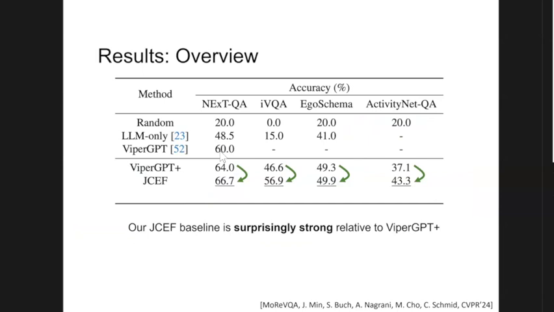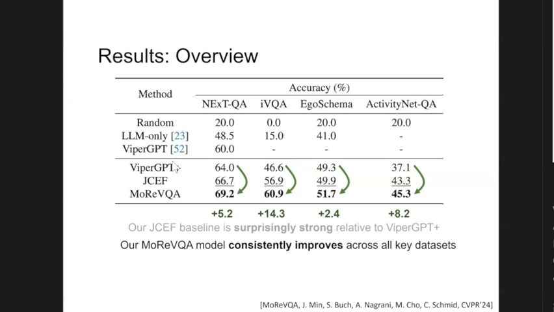Then we give results for ViperGPT. We also implemented ViperGPT++, which uses exactly the same baselines. The next row shows our simple baseline where we just caption every frame and then use an LLM for reasoning. You can see that this improves. If we add our tool use, we get a further improvement over the simple reasoning baseline. So there are some gains, but for all this additional tool use, the gains are not that big.